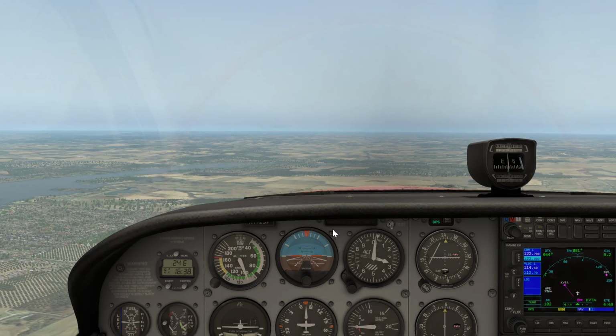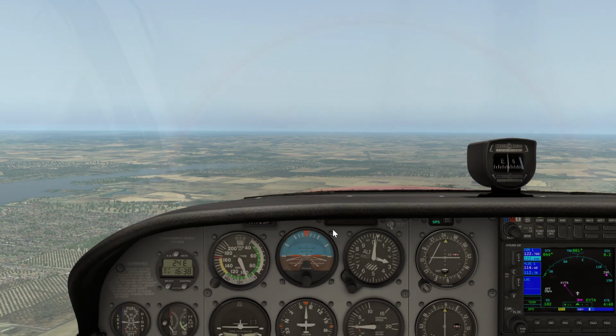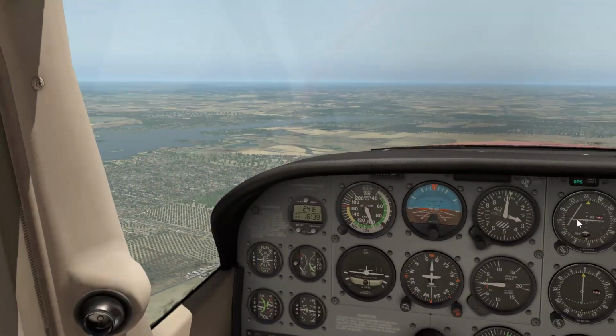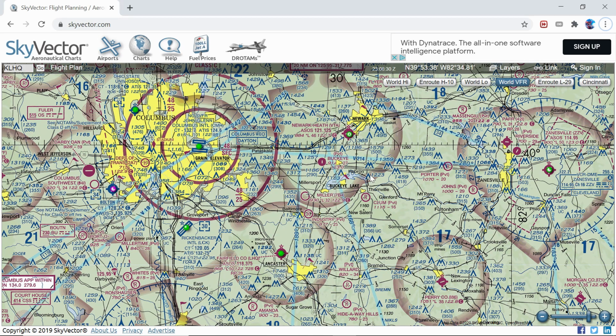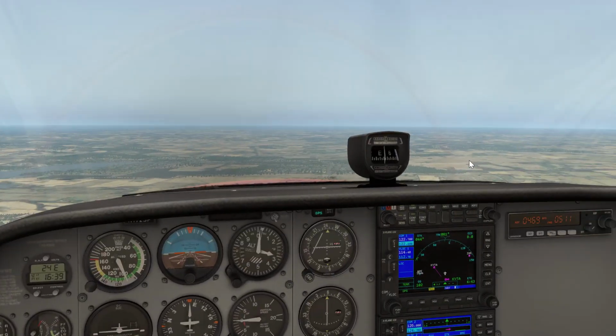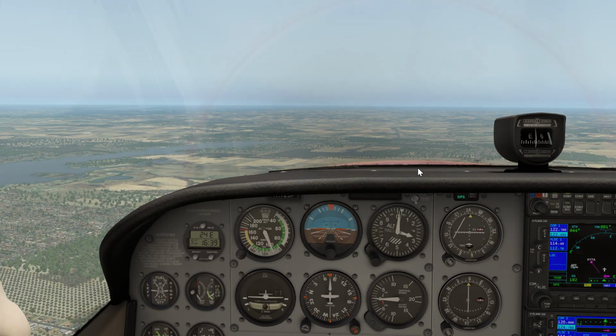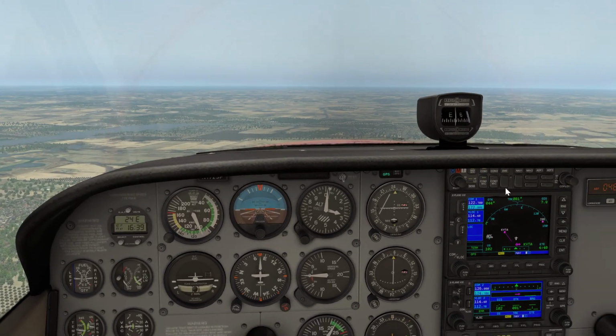We said where we are going, Newark Heath, who we are, where we're at, and we're over Buckeye Lake, which is right here on SkyVector, and we told them what we're going to do. We're going to enter a midfield downwind for runway 27, and then we told them again who we were, just in case somebody else is listening on here.